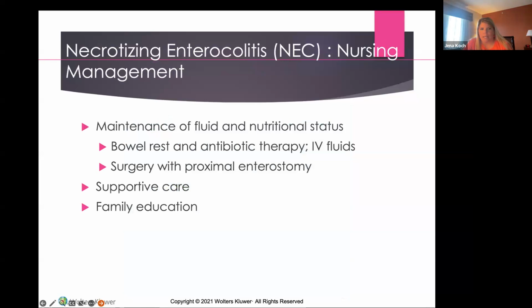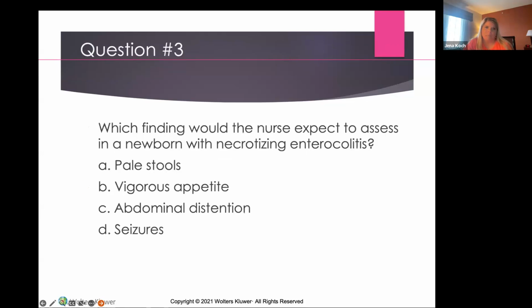Maintaining fluid and nutritional status. Again, they're going to do bowel rest, so they'll make the baby NPO, start them on antibiotic therapies to help see if that will relieve the abdominal distension, loops. Sometimes they can give suppositories that help move everything through. And then for those most severe cases, or if there's any type of necrotic bowel, they'll do surgery. So if you're the nurse, what can you expect to assess in a newborn with necrotizing enterocolitis?